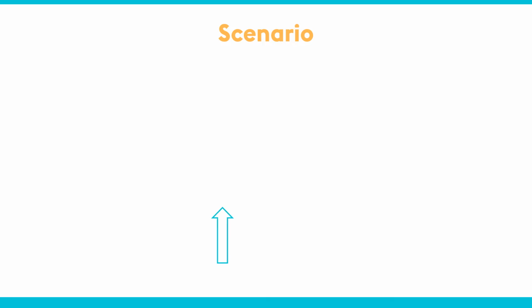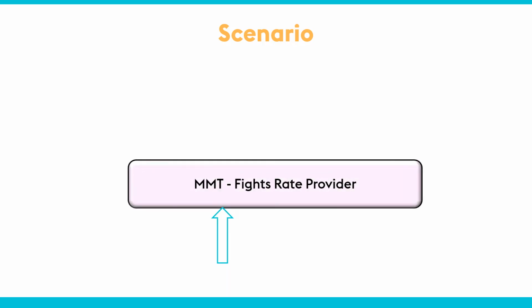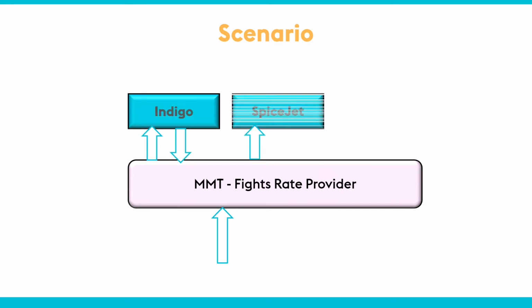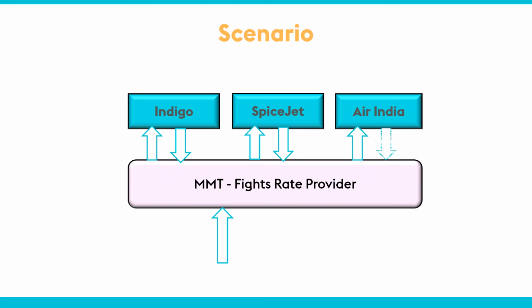This can be achieved with async flow where you send a request to MMT. It then calls Indigo and gets the response. Then it calls SpiceJet for rates and it gets a response. Then it calls Air India and gets a response from Air India. Then it collates all the data and returns it back to the customer.